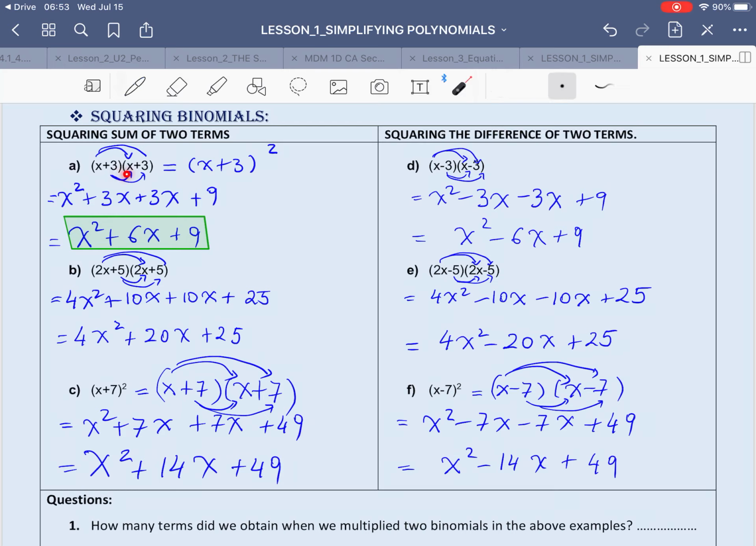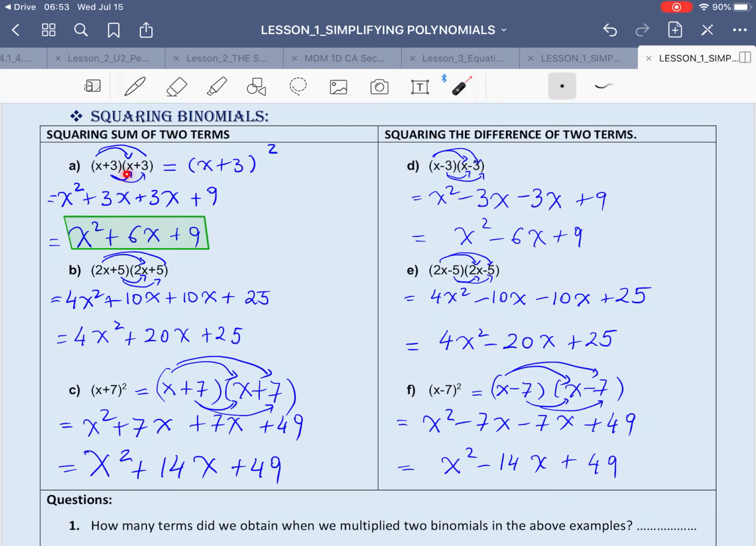I'm going to rewrite here though what we just discovered, because what we just discovered was a very important formula that we're going to use in the future lessons and in grade 11 and in grade 12 as well. So we say that a plus b squared is a squared plus 2ab plus b squared. And a minus b squared is a squared minus 2ab plus b squared. So it's the same idea.